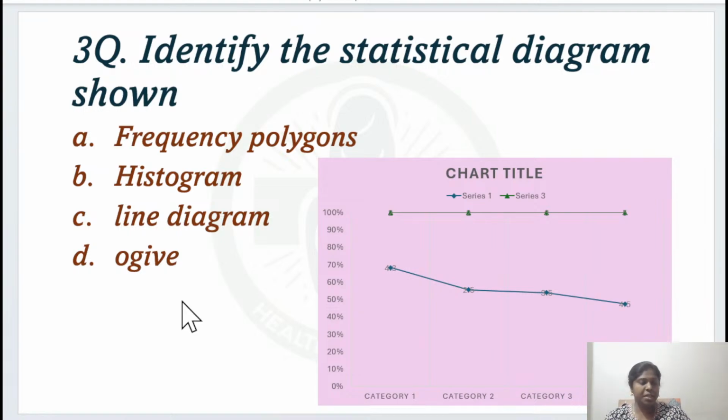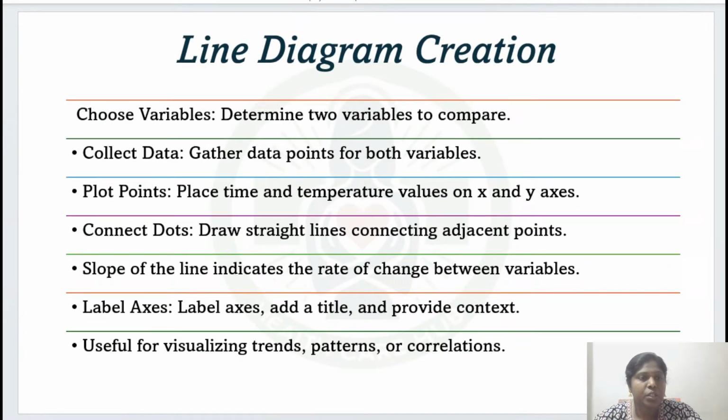Okay, Nandu. So by looking at the diagram, what can you say? 3A, 3B, 3C or 3D. By just looking at the diagram, we can say that it is a line diagram creation.